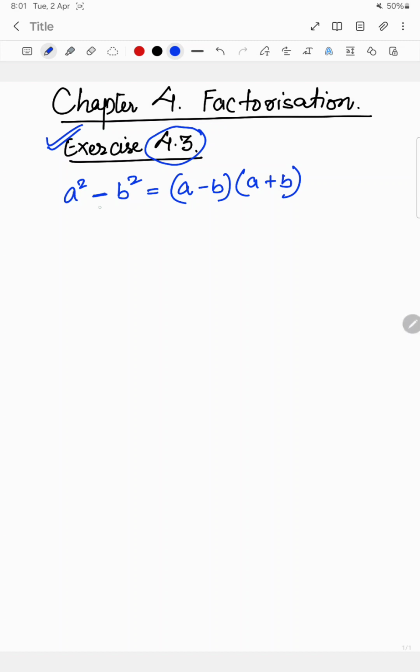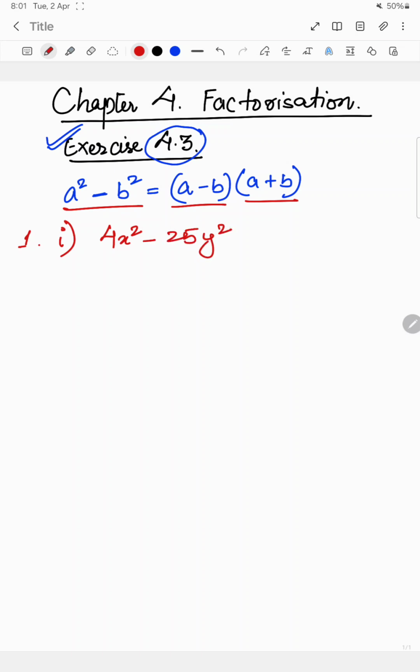relation, or you can call this a formula: a square minus b square equals (a minus b)(a plus b). So let's begin with the first question. Question number 1, subsection 1. You have 4x square minus 25y square.